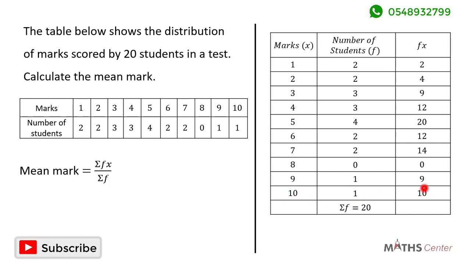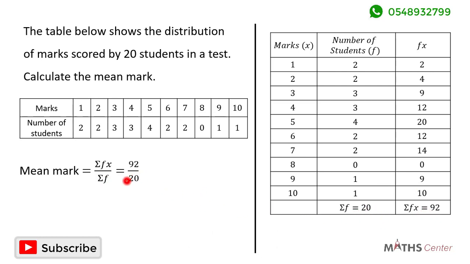When we add the fx values together, we are going to have 92. So sigma fx, or the sum of fx, is 92. Our mean mark is equal to the sum of fx divided by the sum of f. We have found the sum of fx to be 92 and the sum of f to be 20.